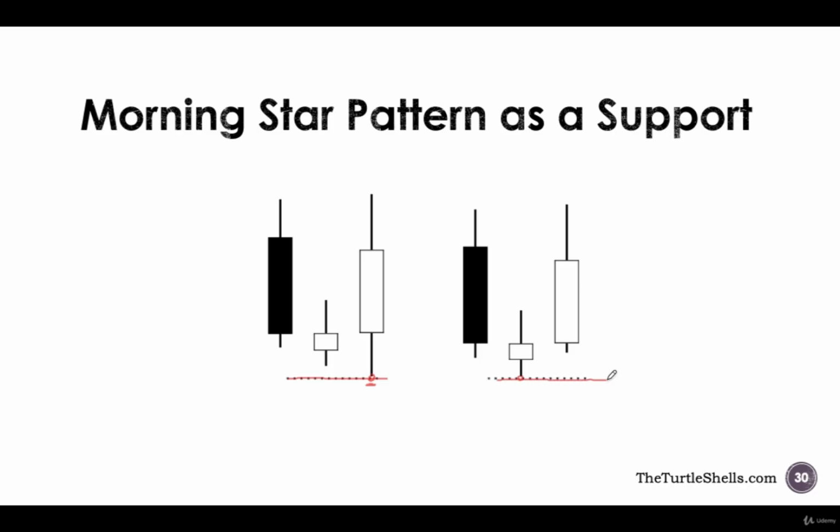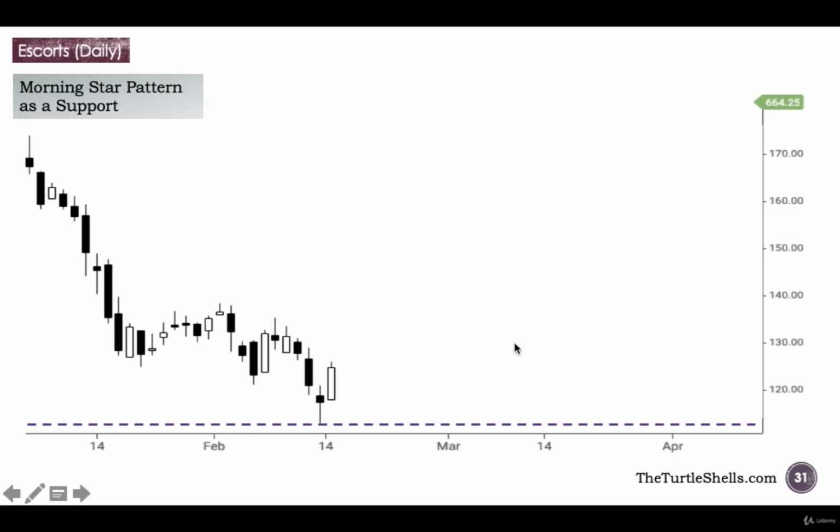So let's quickly look at an example. So this is a daily chart of Escorts. Morning Star pattern as a support. We are looking at the Morning Star pattern and how it becomes support. So a steep downtrend on the daily time frame. So we have a Morning Star here. Not a perfect Morning Star because although the first 2 candles are okay, the other 2 candles, the second and the third candle, are touching each other. So it's a Morning Star, but it's an imperfect Morning Star.